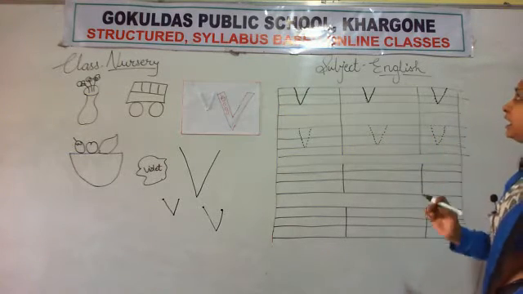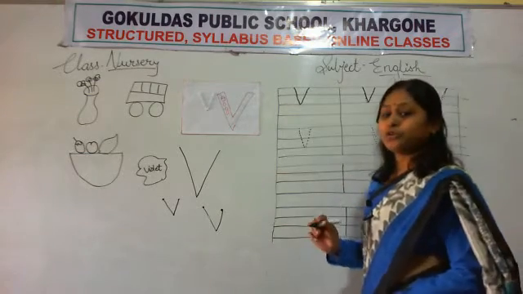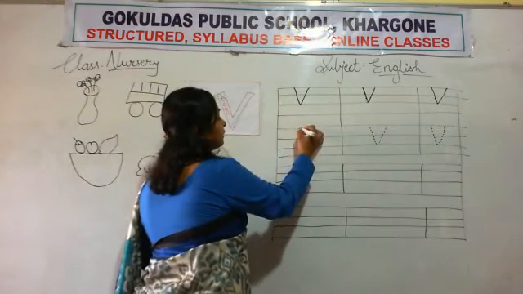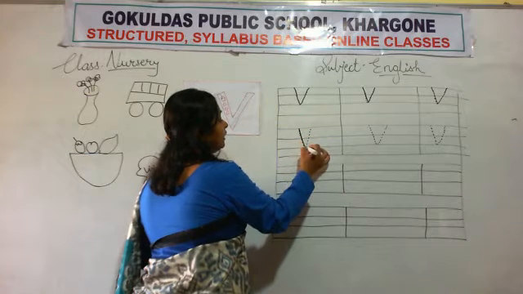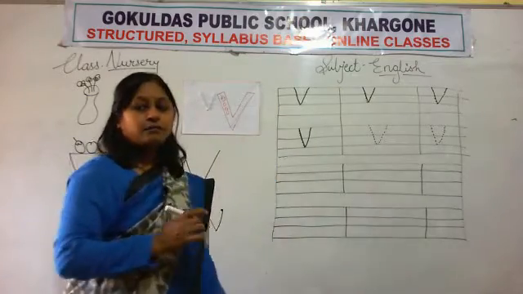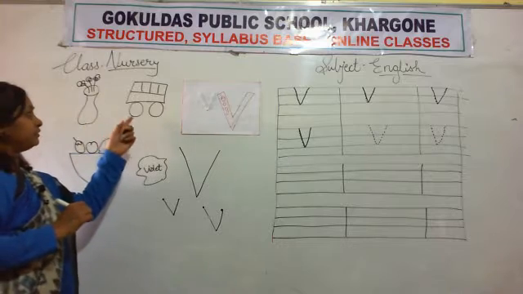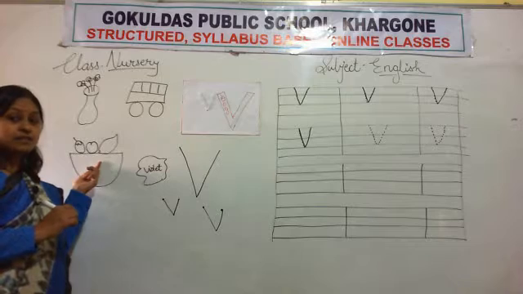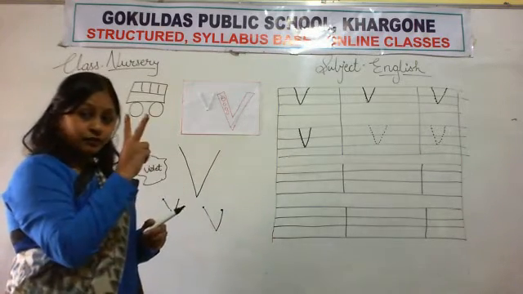Now in the next line, look here. How will you write? From the upper line to the base line, down, then up. Which letter will form? V. V for vase, V for van, V for vegetables, V for violet color, and V for victory.